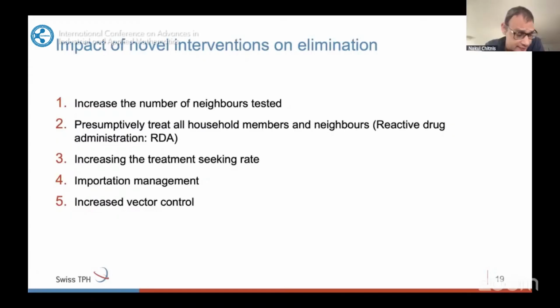So there were some novel interventions we considered. This included increasing the number of neighbors that we tested, presumptively treating all household members and neighbors, so instead of testing them, just giving them drugs. Increasing the treatment seeking rate, so making sure more people with malaria showed up at the health facility, trying to treat imported cases, and increasing vector control.